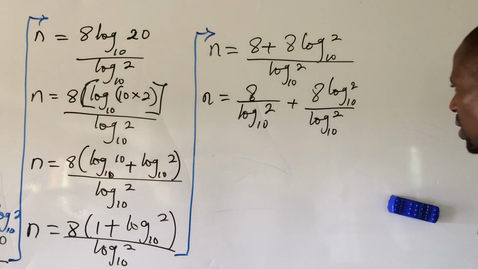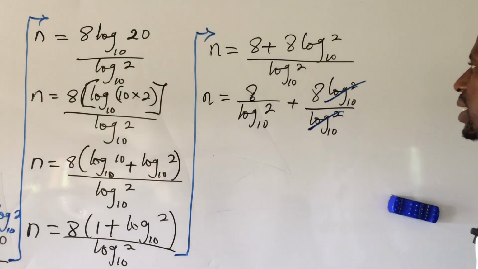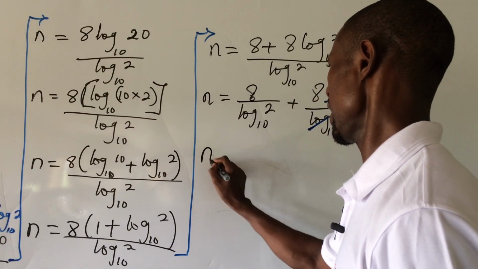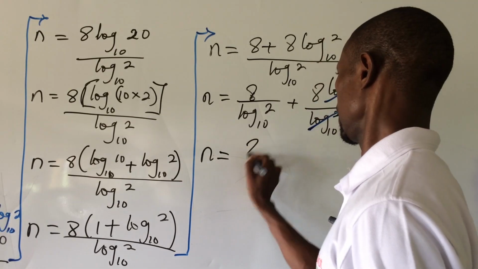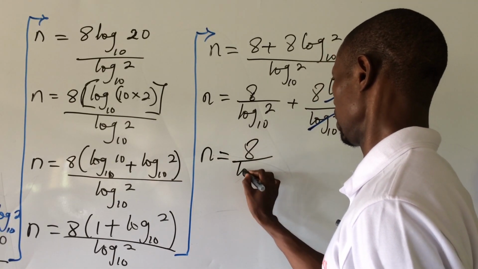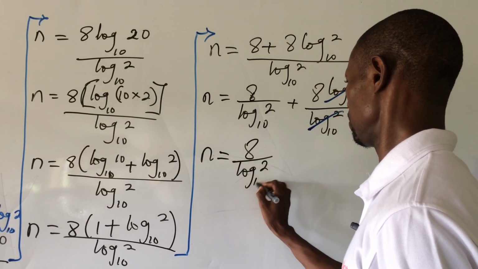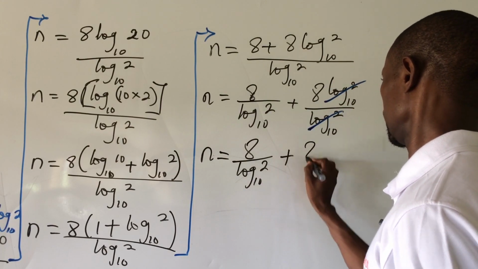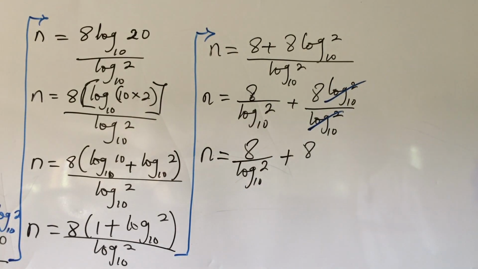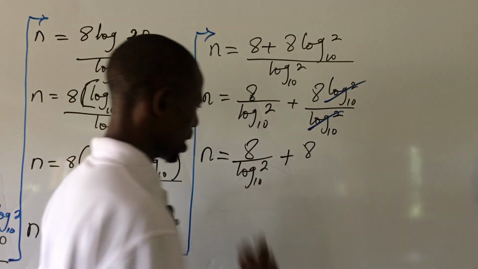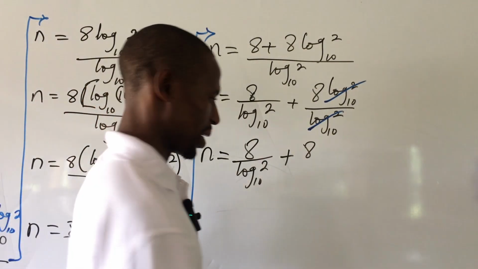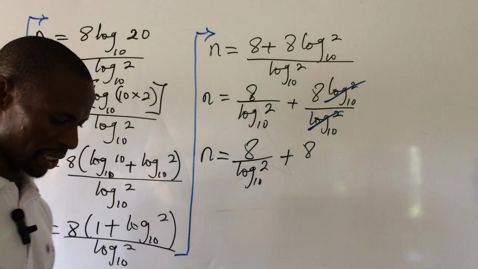Now with this, you discover that this will cancel with this. So here we are left with 8. Therefore we have n equal to 8 all over log 2 base 10 plus 8. Now at this point, what is our log 2? Let's resort to our calculator and see what this gives us.